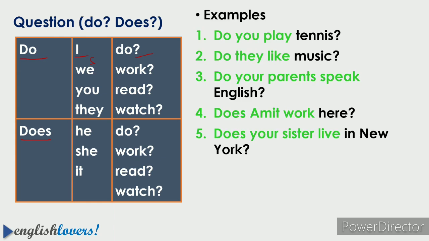Do you play tennis? Here do is the auxiliary or helping verb, you is the subject, and play is the main verb. Here tennis is an object. Do they like music? Here also the same structure: auxiliary verb, subject, and verb. Do your parents speak English? Here do is the auxiliary verb, your parents is the subject, and speak is the main verb. Does Amit work here? Here also does is the auxiliary, Amit is the subject, and work is the main verb. Does your sister live in New York? Here does is the auxiliary verb, your sister is the subject, and live is the verb. So all these are questions, and question marks have been put at the end of them.